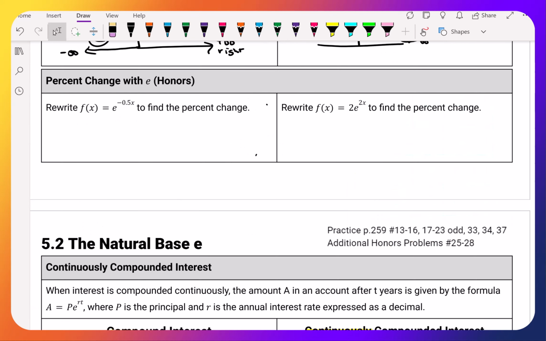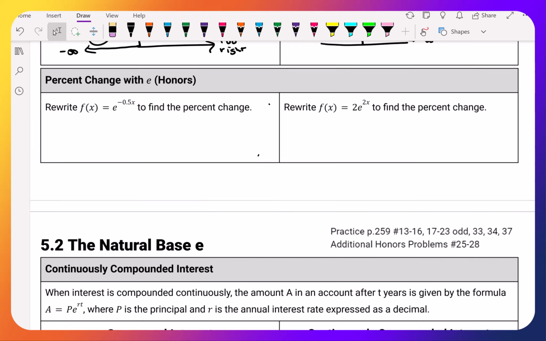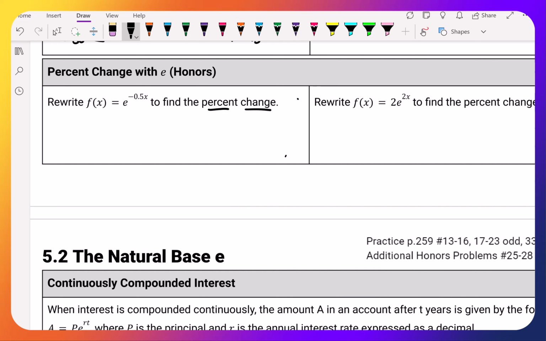All right, so if you're a regular student, you can stop watching the video now. But if you're honors, let's do some equation manipulation. All right, so what we're going to do is figure out the percent change. As this is, I can't really tell what our growth rate is going to be. So I'm going to separate this negative 0.5 from the x, and we're going to evaluate that in our calculator.